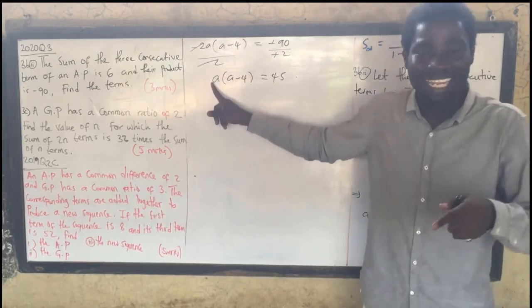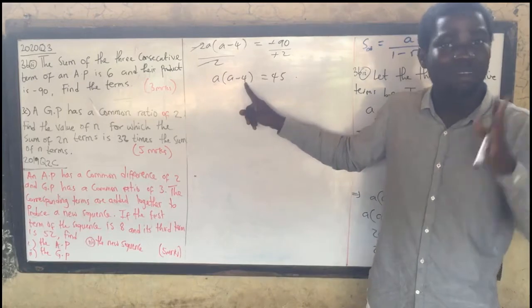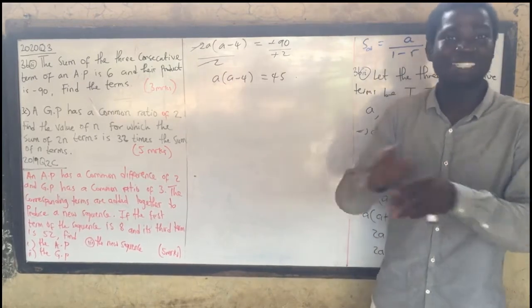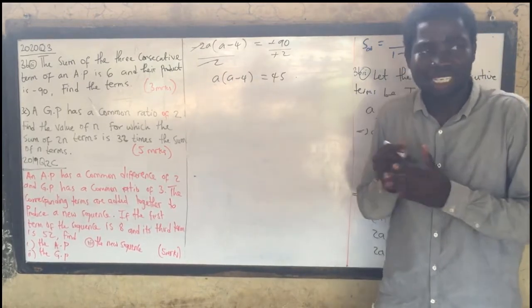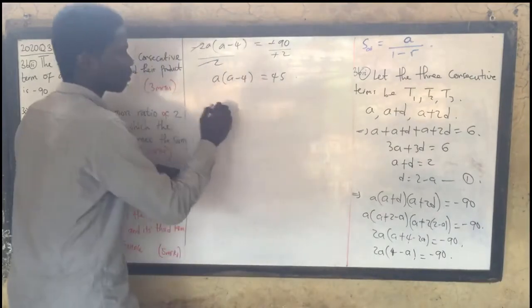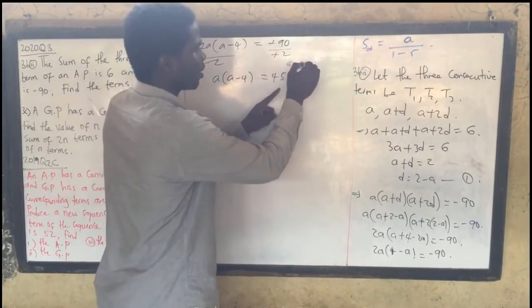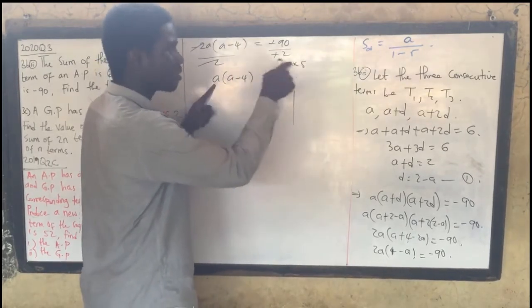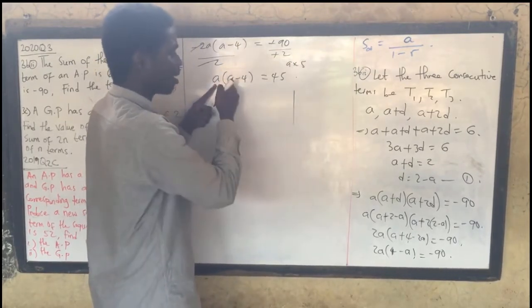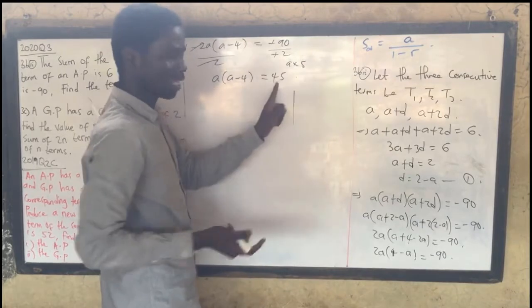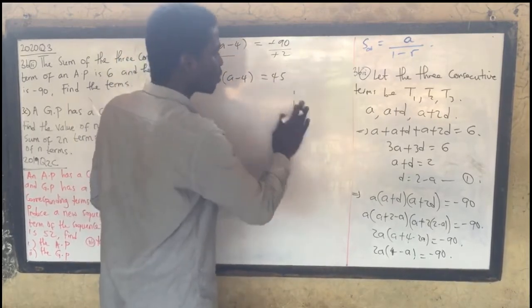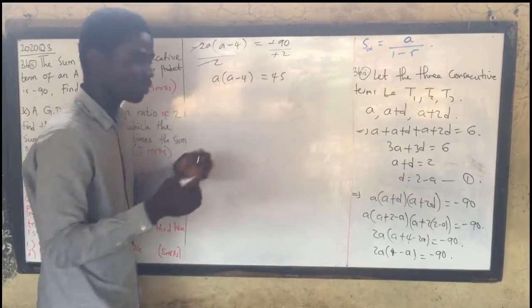So if A is 9, 9 minus 4, 5. 9 times 5, 45. That means A is 9. But if you don't see it, it's no problem. Expand. Like you see it, this is 9 times 5, 45. A is 9. 9 minus 4, 5. And it gave me 45. But if you don't see that, expand it and solve the quadratic equation.